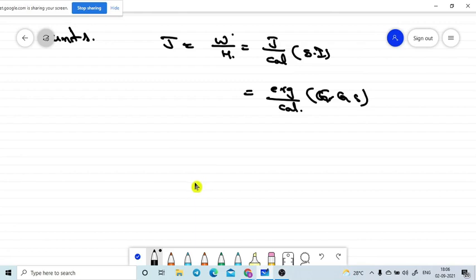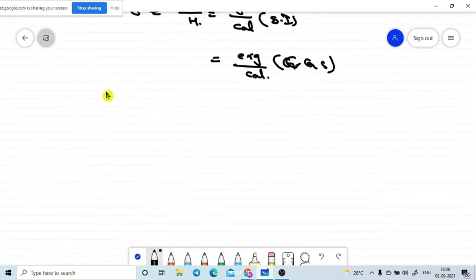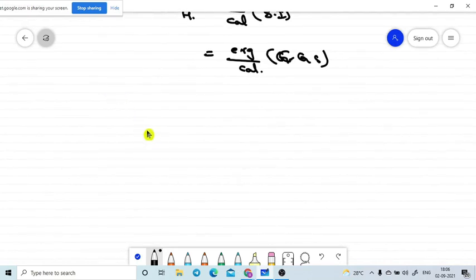No, heat energy, not temperature. Temperature is in Kelvin. Heat energy is in calories. Now, we already know that 1 joule is equal to 10 to the power of 7 ergs.